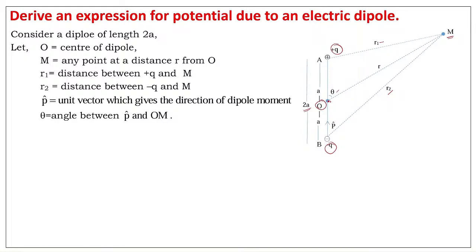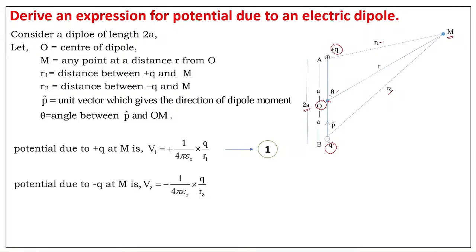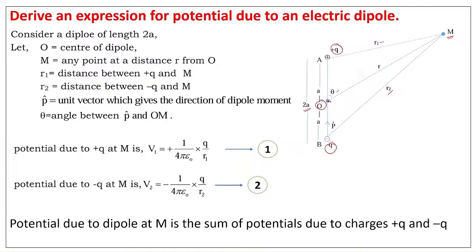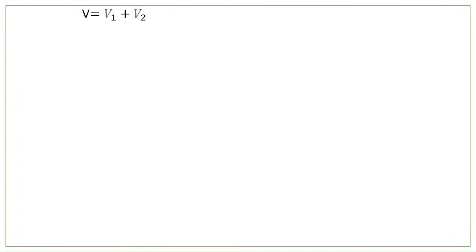Therefore, potential due to plus Q at M is V1 is equal to 1 by 4 pi epsilon naught Q by R1. Mark as equation 1. Similarly, potential due to minus Q at M is V2 is equal to minus 1 by 4 pi epsilon naught Q by R2. Mark as equation 2. Potential due to dipole at M is the sum of potentials due to charges plus Q and minus Q. Therefore, V is equal to V1 plus V2. Substitute equation 1 and 2 in the above equation.